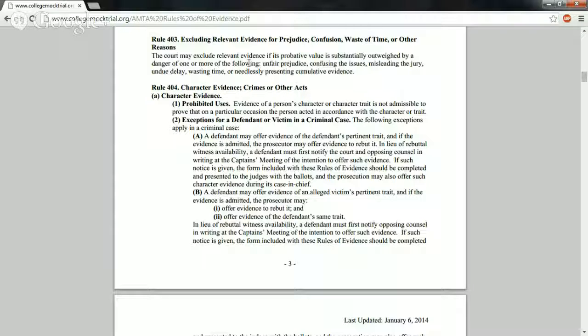Next, we'll be talking about cumulative, and then we'll talk about prejudicial versus probative lastly, as it relates to the same exact rule, Rule 403.